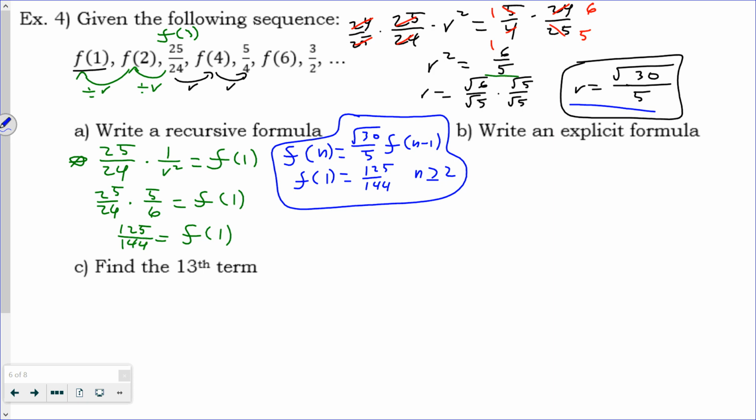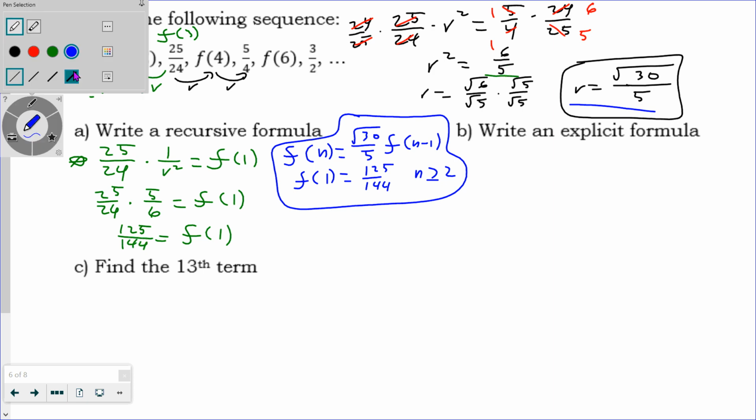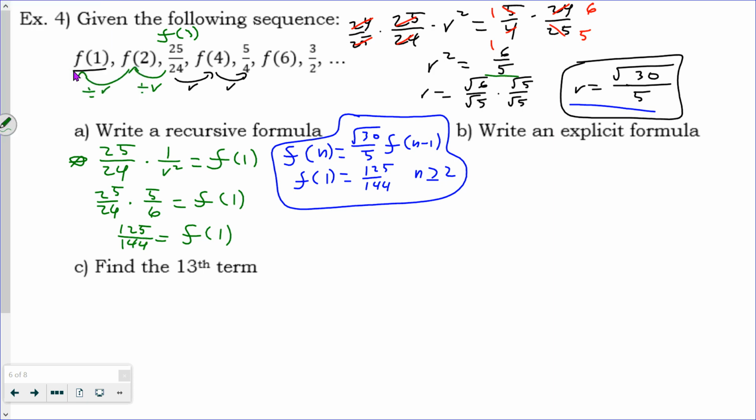Does that make sense? Any questions there? All right, now we're writing an explicit formula. That one shouldn't be too bad because I know what certain terms are, and I also know what f of 1 is going to be.